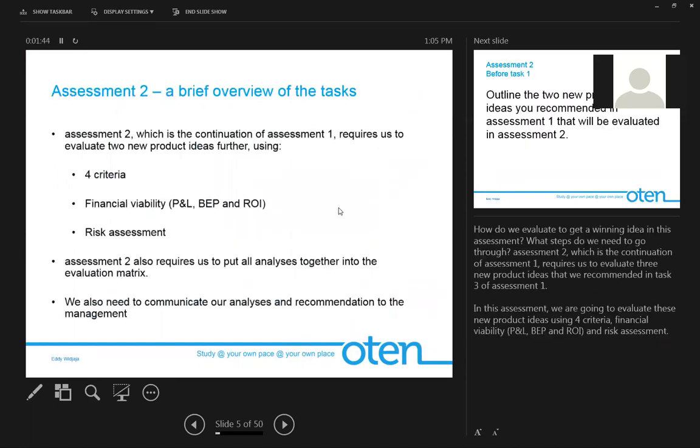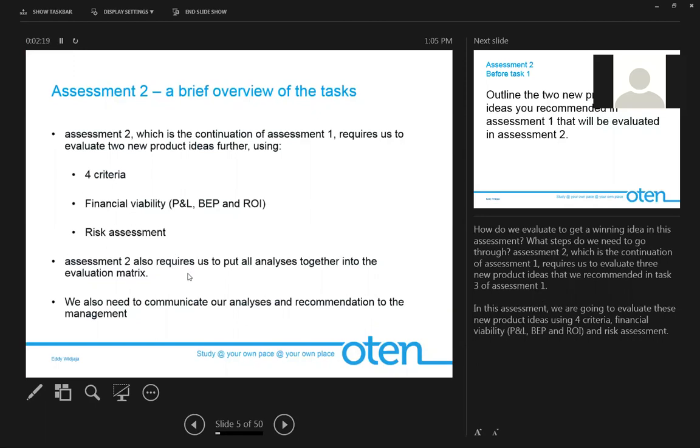Now it is the continuation of assessment 1, and it requires us to evaluate the 2 new product IDs further. So we can recommend 1 of them using the criteria: financial viability, that includes profit and loss statements, break-even point, and ROI or return on investment. And we'll also need to assess the risk of each product or service ID.